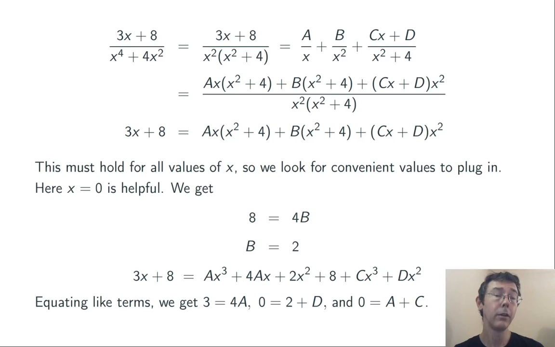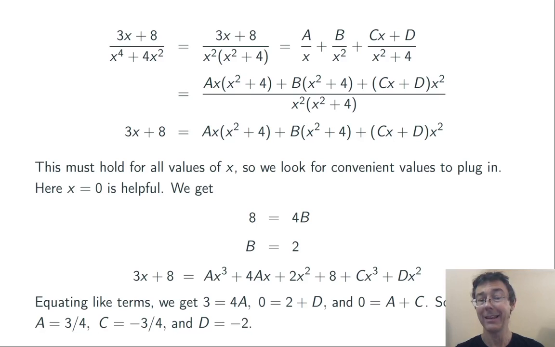Now, since these are polynomials on the left and right that have to be equal to one another, the coefficients of the like terms have to be the same. So just looking at the x terms, on the left I have 3 of them, on the right I have 4a of them. Just looking at the square terms, I have 0 on the left, I have 2 plus d on the right. And looking at the cube terms, I have 0 on the left and a plus c on the right. Solving those, I get a is 3/4, c is negative 3/4, and d is negative 2.